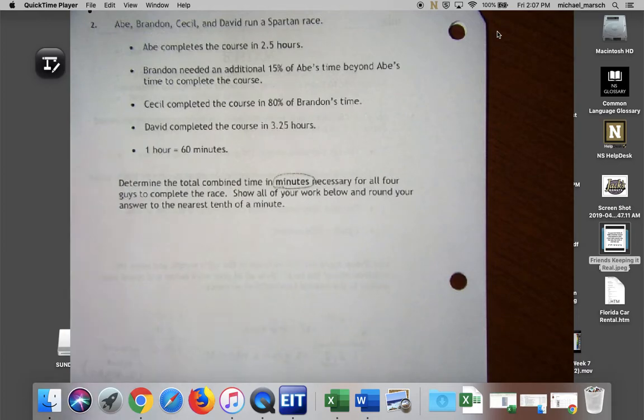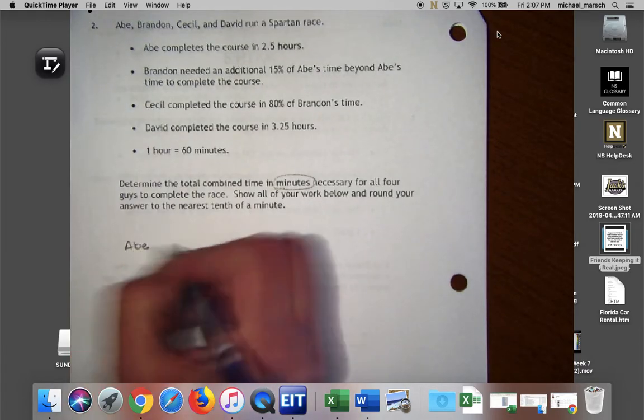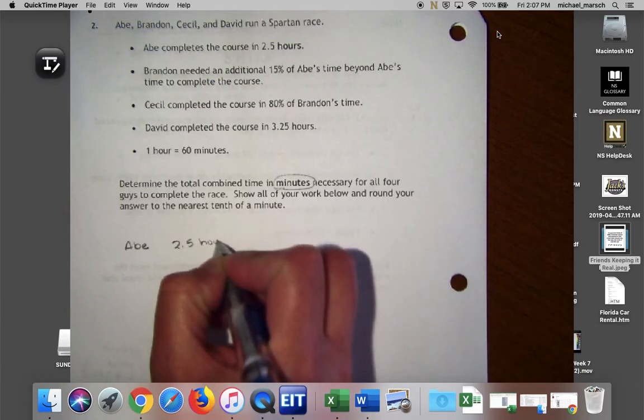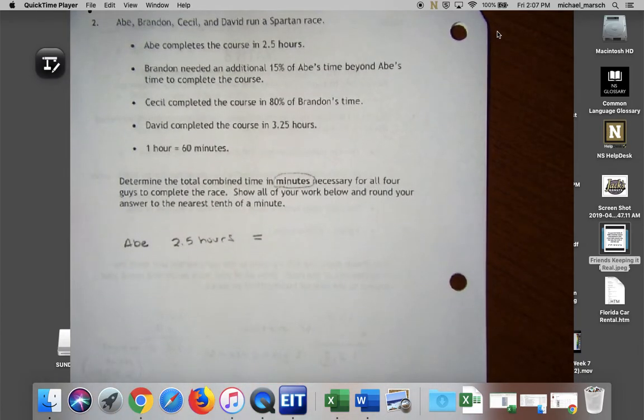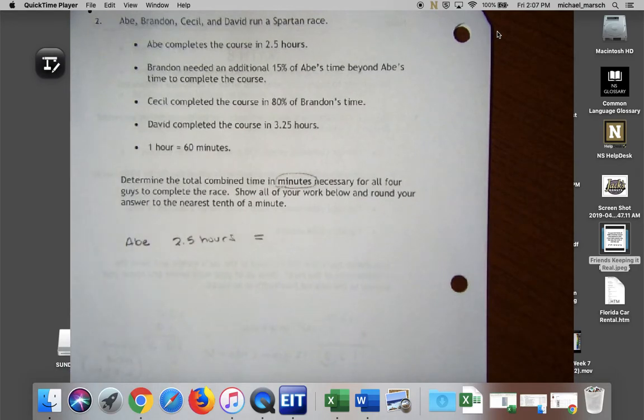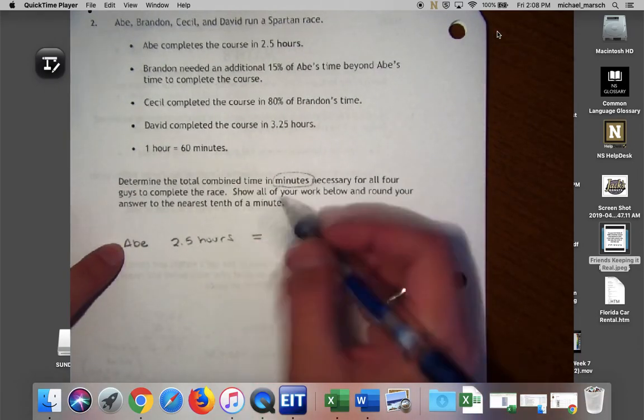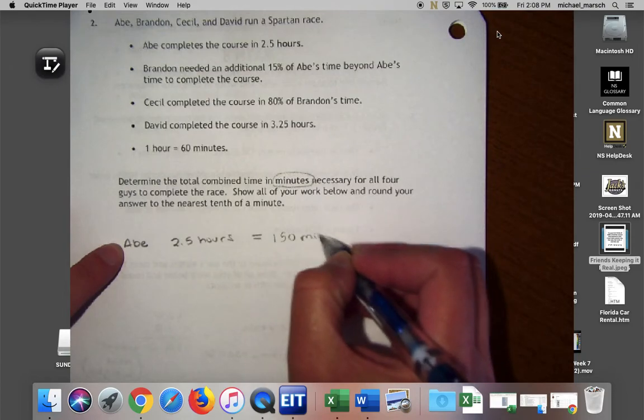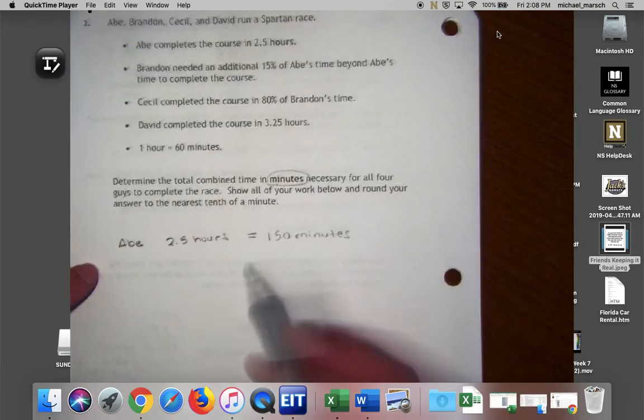So the first thing I'm going to do for Abe, if he has 2.5 hours, how many minutes is that? It tells us 1 hour is 60 minutes. So what's 0.5 of an hour? How many minutes are in half of an hour? There's 30 minutes in a half hour, right? So it is going to be 150 minutes. Okay, so we know Abe has 150 minutes.